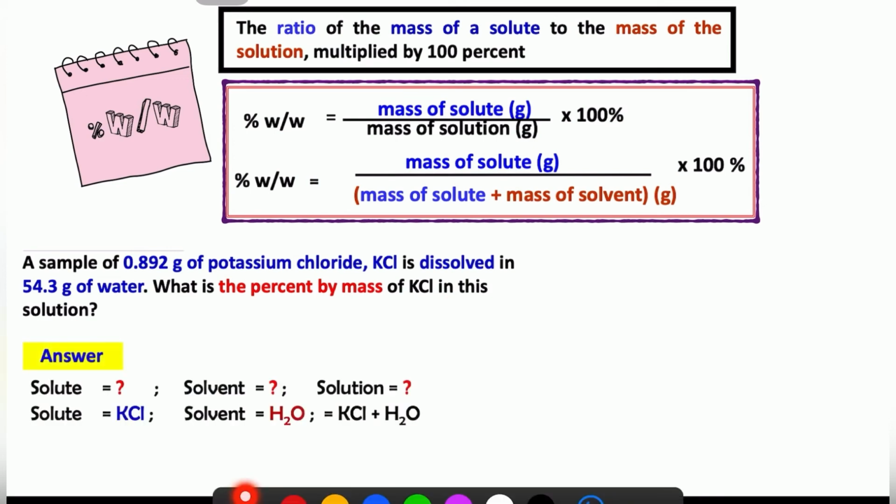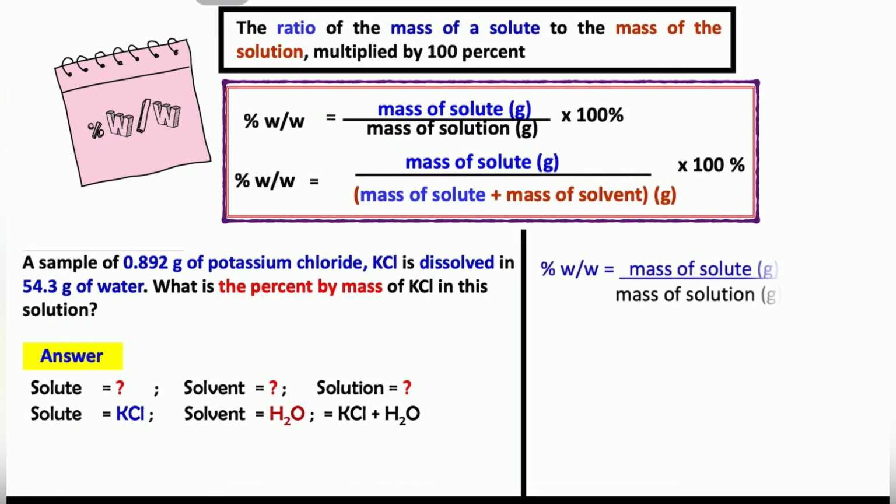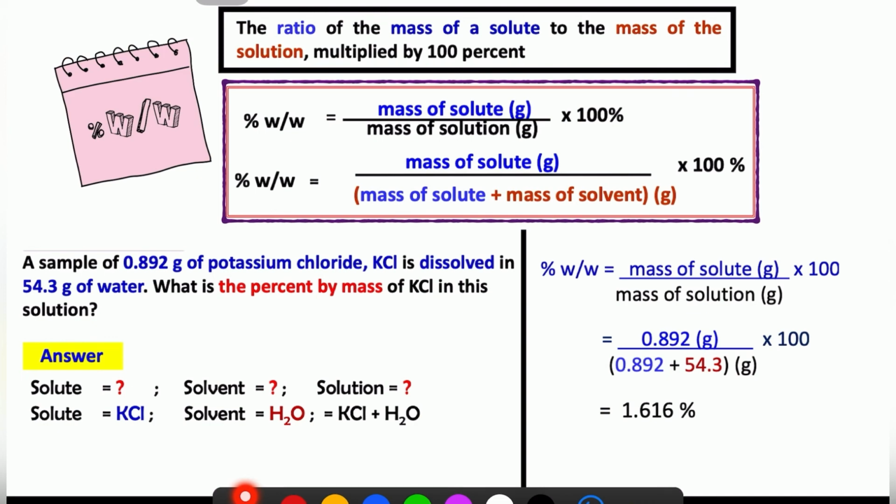Then you just substitute the given values in the formula, and then times 100, and you will get the percentage of 1.616%. In other words, this is the percentage by mass for the potassium chloride from the solution. The rest is the percentage by mass for the solvent.